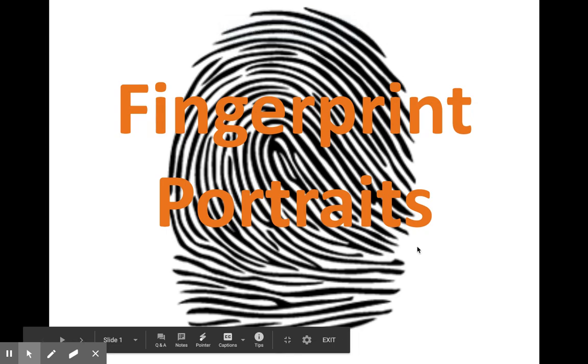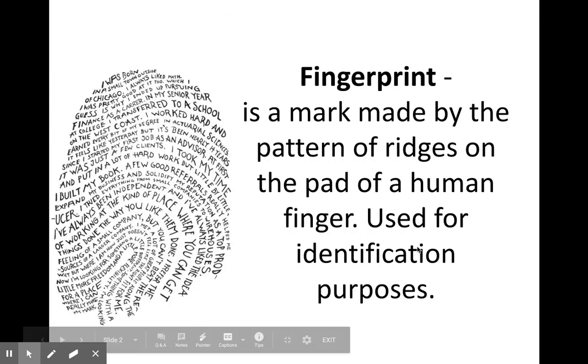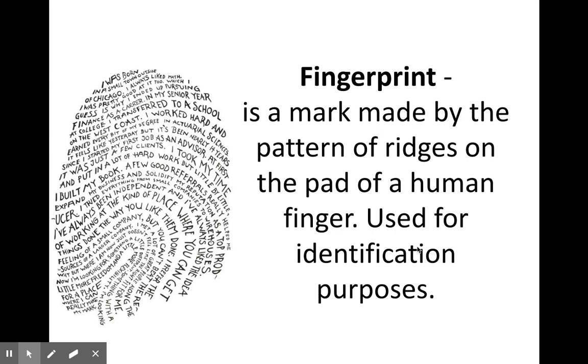All right, so fingerprint portraits. A fingerprint is a mark made by the pattern of ridges on the pad of a human finger. It's used for identification purposes. Most of the time, if I'm in class, we'll do a question and answer session on where do you see fingerprints? What do people use fingerprints for? And students will give me answers like, well, if you go to jail, they book your fingerprints so that they have a record of it if you commit a crime.